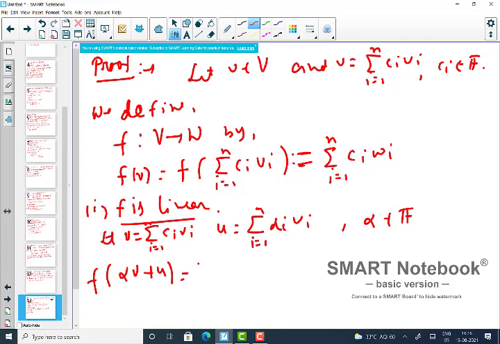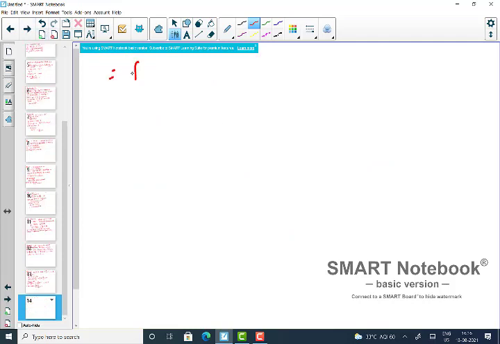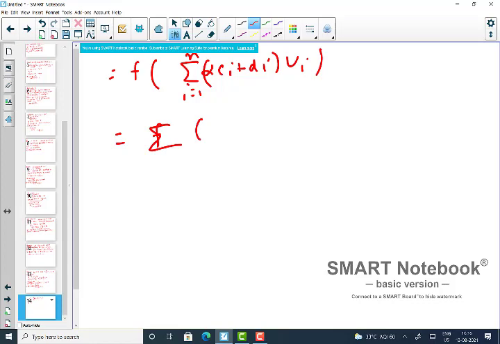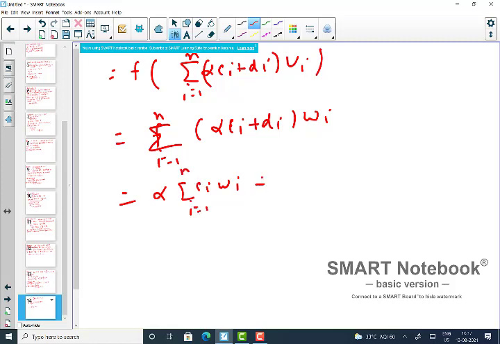Now, what is this element? Alpha V is nothing but the summation of alpha Ci Vi, i equal to 1 to n, and this is the summation of Di Vi, i equal to 1 to n. So this element is F of the sum taken together, alpha Ci plus Di times Vi, i equal to 1 to n. Now by definition, the image of this will be the summation of alpha Ci plus Di times Wi, i equal to 1 to n. But you just split it, and that will give you the summation of Ci Wi, i equal to 1 to n, plus the summation of Di Wi.